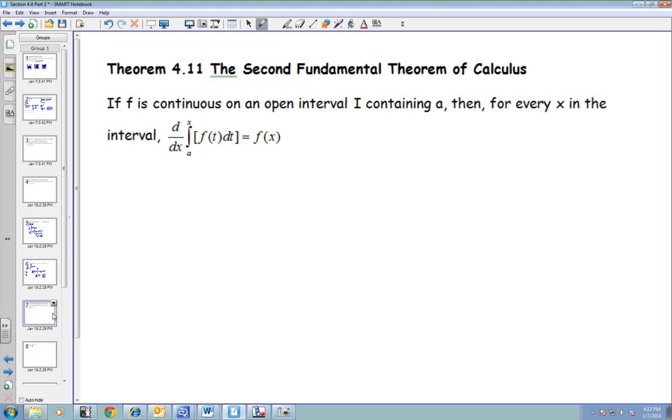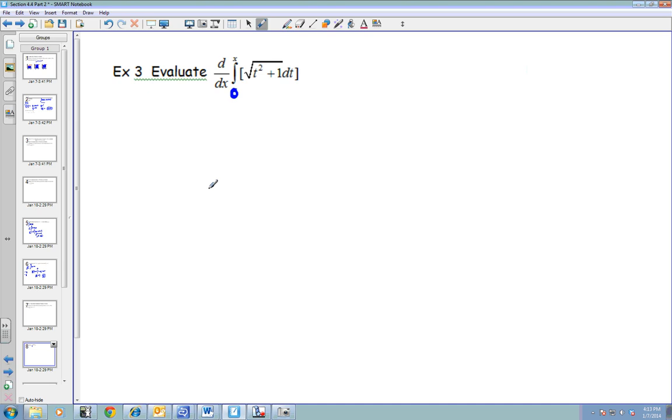So let's talk about the rules. First of all, the rule is I have to have a constant on the bottom, any constant number. Okay, so a constant on the bottom, and then usually it's going to be some kind of variable or something up here at the top. All right, so look at example 3.